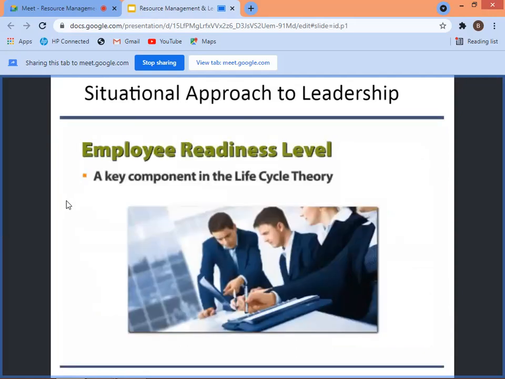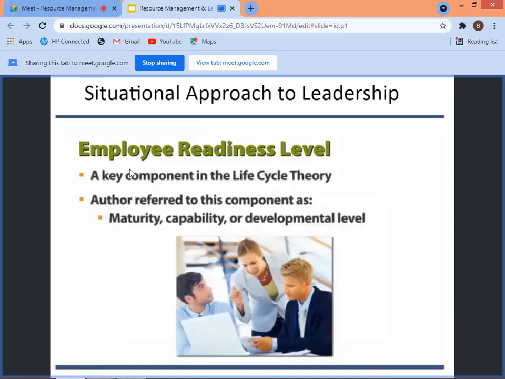Now let's talk about employee readiness level. This is a key component in the life cycle theory. If you want to succeed as a leader, you need to have your employees ready to take on some challenges in the workplace. Okay? So, this is a key component in the life cycle theory. Hersey and Blanchard referred to this component as maturity, capability, or developmental level of the employee.